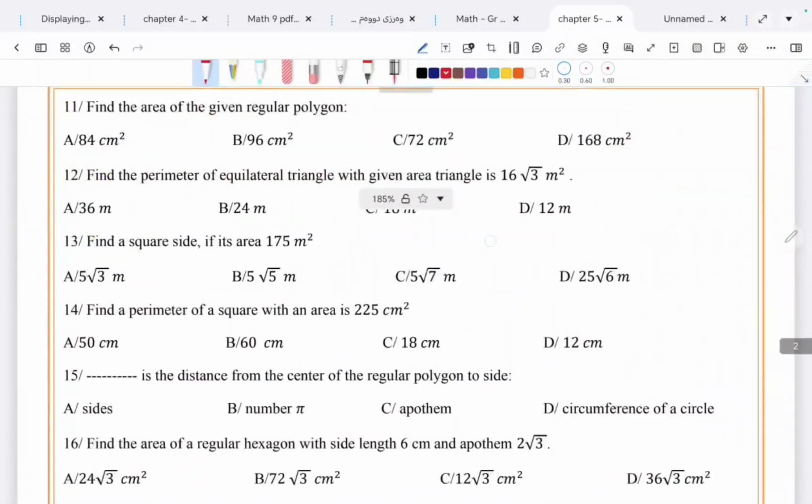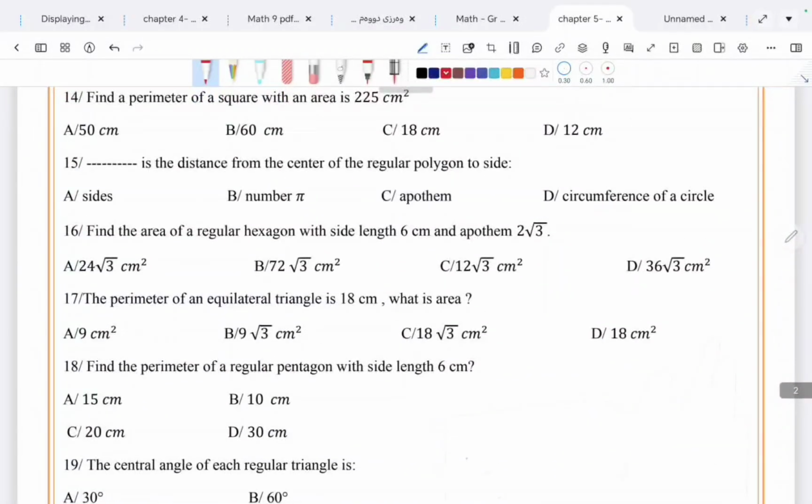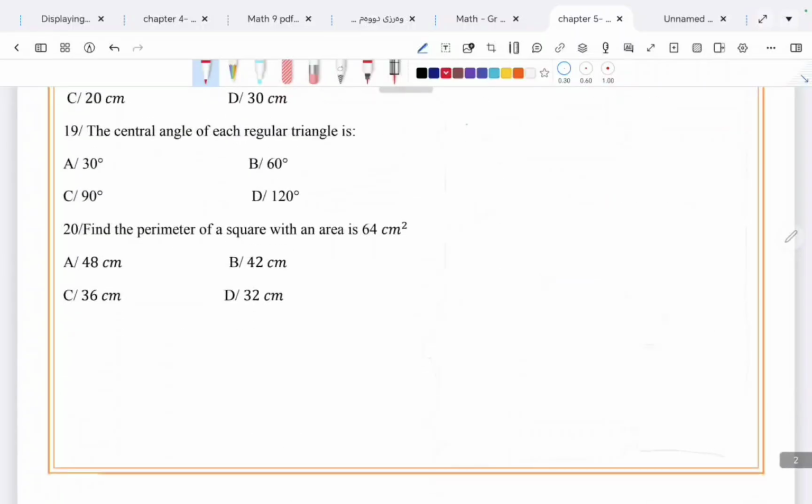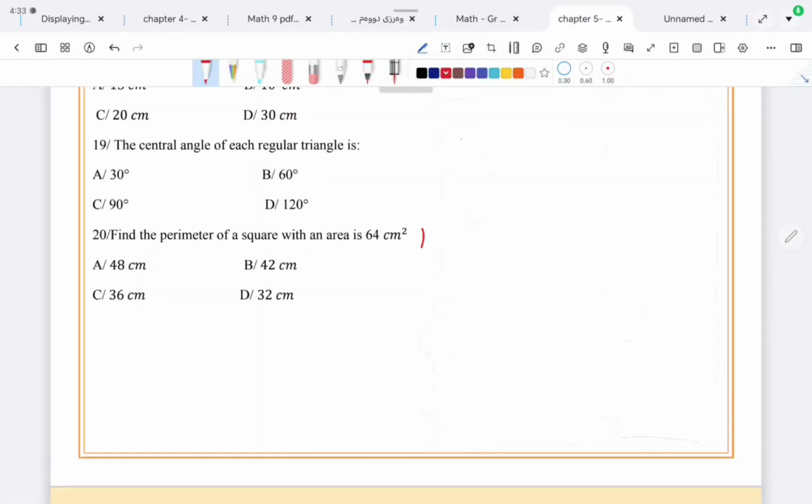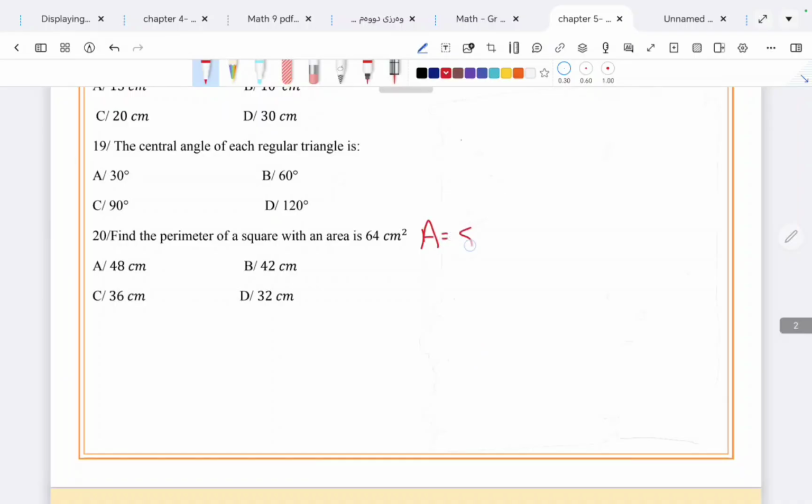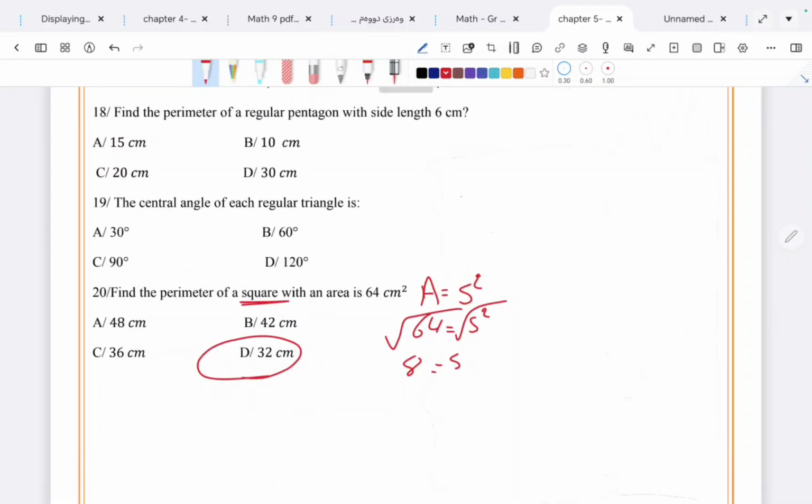Then, in this example, pay attention. Question 20. Find the perimeter of a square with area 64. Again, area equals s power 2. Area is 64 equals s power 2. Take a square root, so s equals 8. 8 times 4 equals 32.